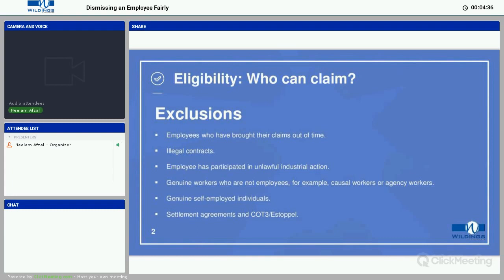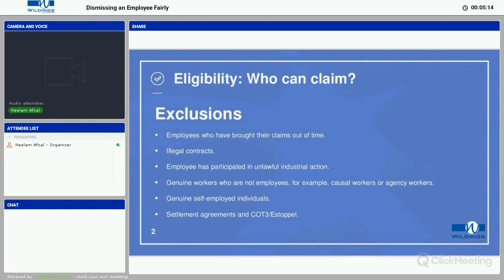Employees who have signed a settlement agreement or a COT3 agreement are barred from bringing a claim for unfair dismissal. Now, a settlement agreement and a COT3 agreement is an agreement restricting or compromising their right to bring a claim for unfair dismissal. Employees are also prevented from bringing claims under estoppel. And what this means is that an employee who has already lodged a claim with the Employment Tribunal cannot bring the claim again because it's either been struck out, settled, or withdrawn. So those are some of the exclusions where employees cannot bring the claim for unfair dismissal.